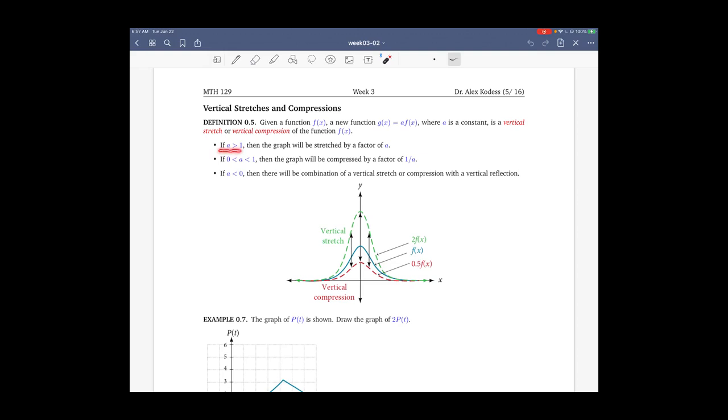If a is greater than 1, g, which is a times f of x, will be called a stretch of f by a factor of a. If a is in between 0 and 1, g will be called a compression by a factor of 1 over a. And if a is less than 0, the graph of g is obtained from the graph of f by a combination of stretching or compression and a vertical reflection.